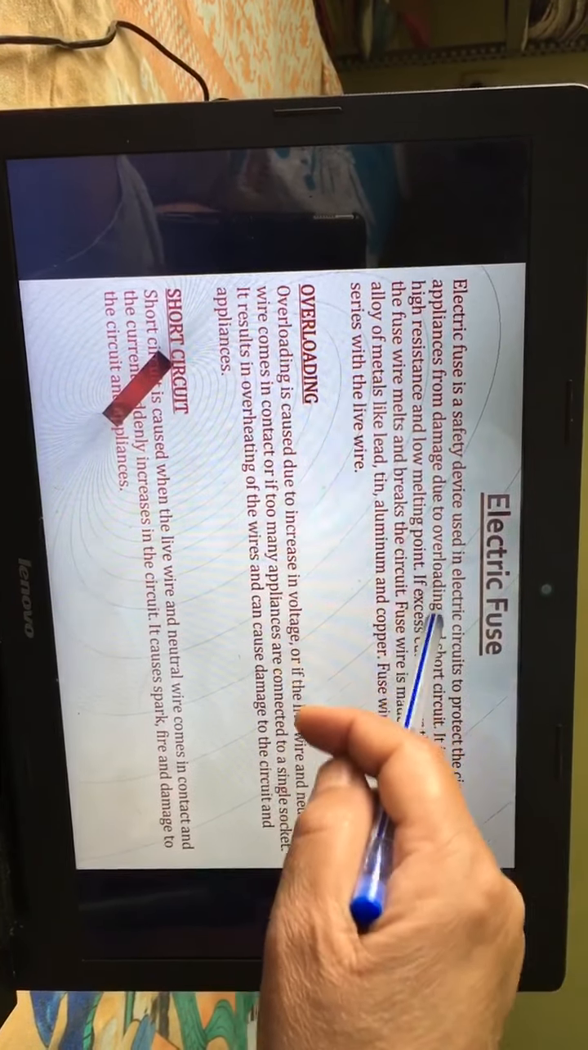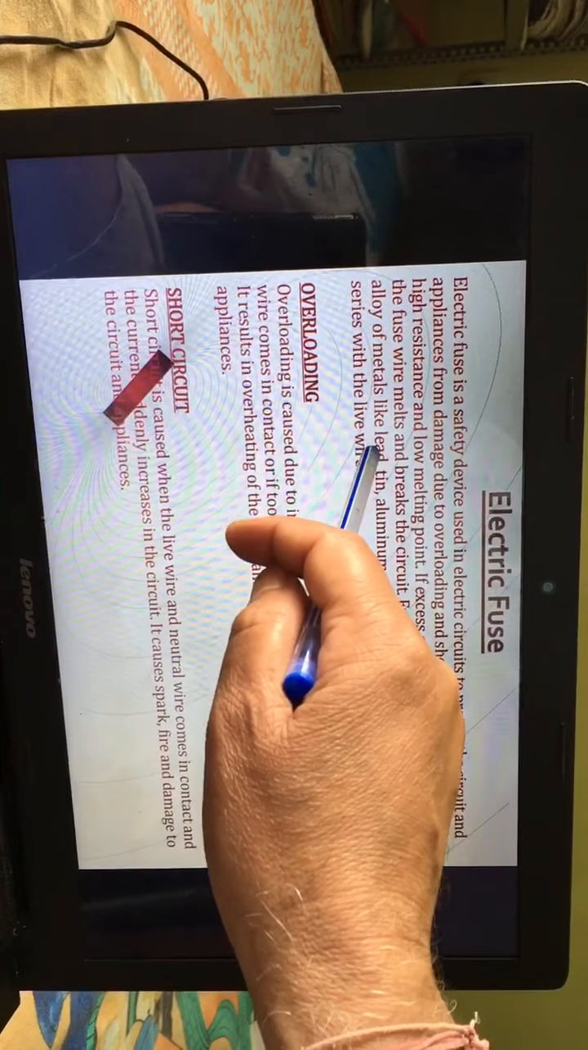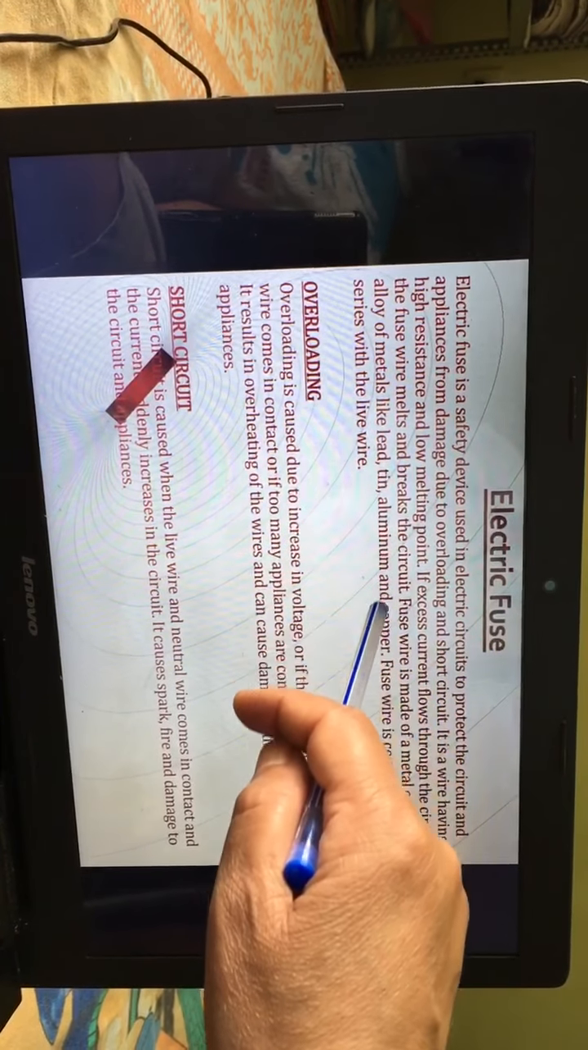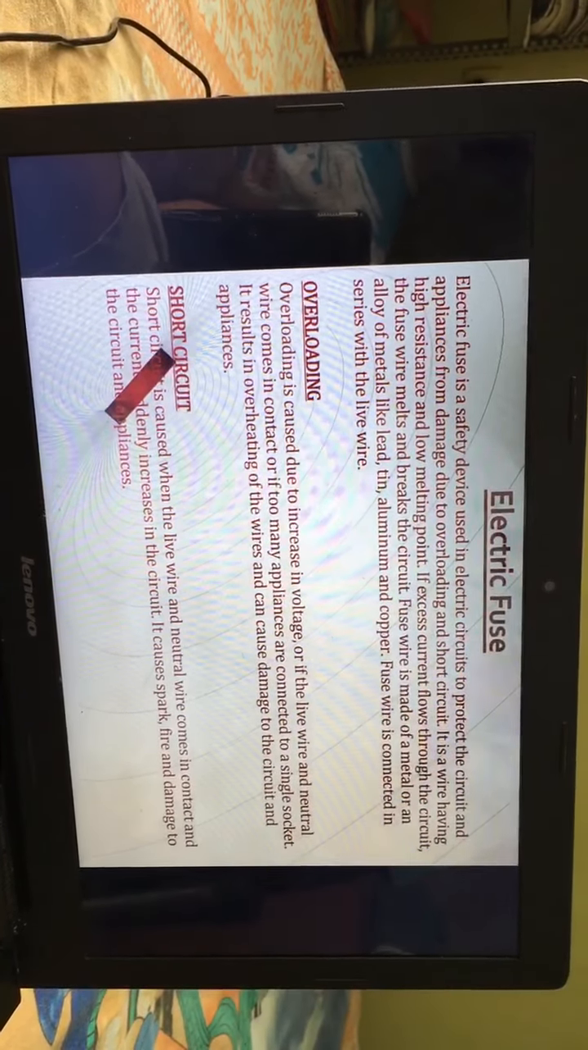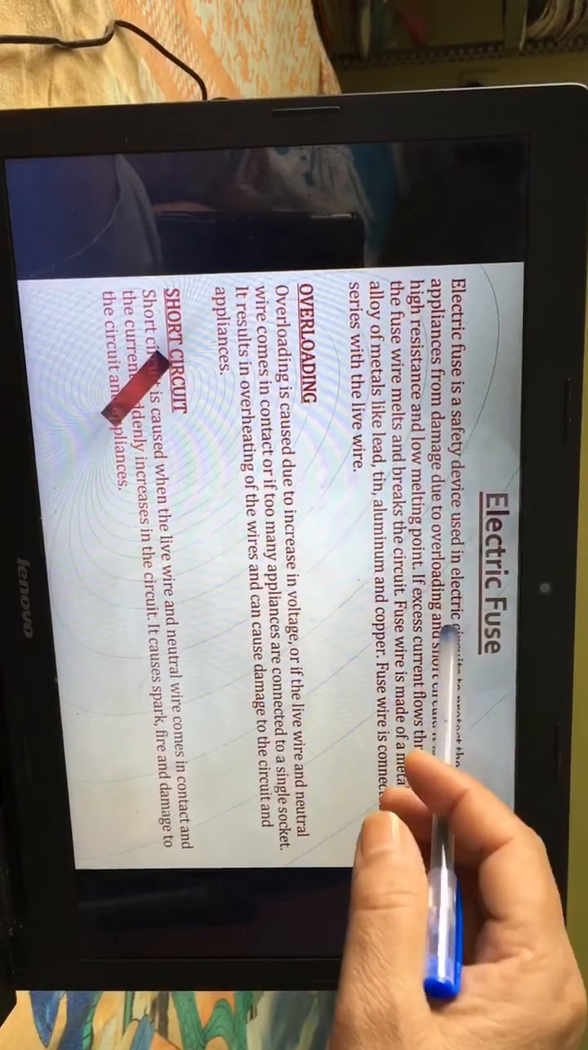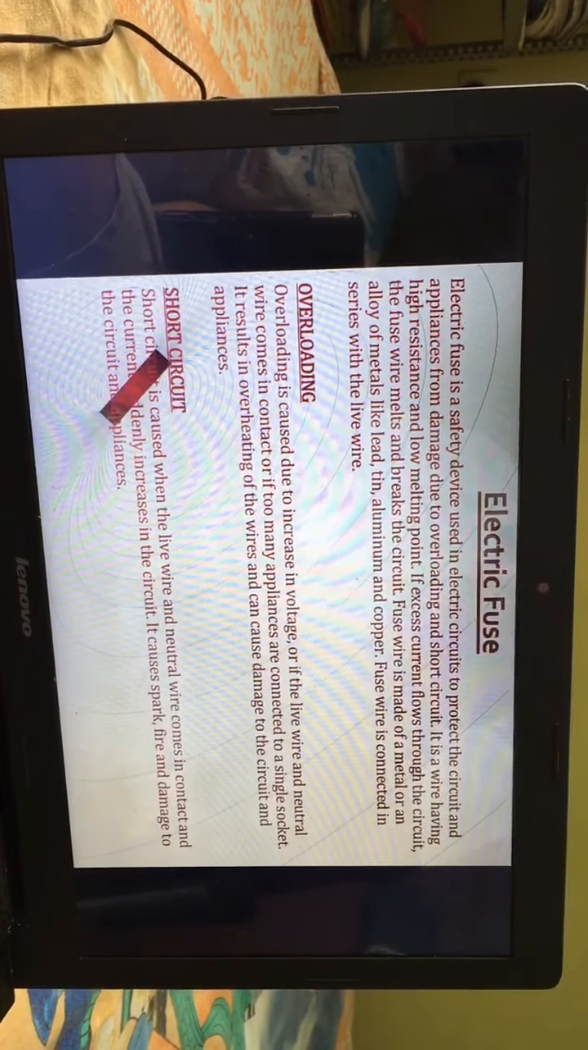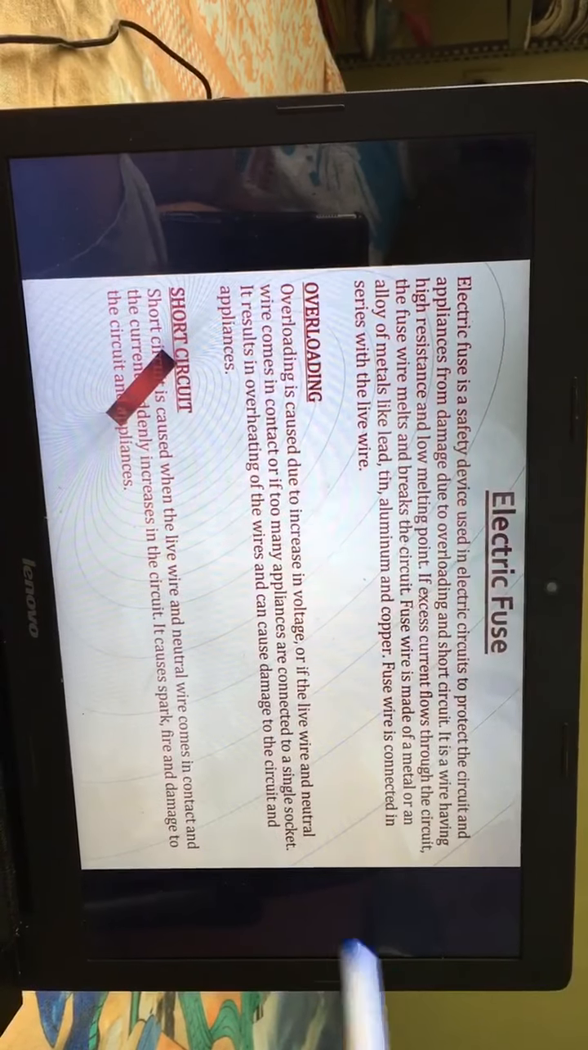It is made up of materials like alloys of lead, tin, aluminium, copper. They can be used for that. Today, instead of the fuse or safety fuse, an MCB, miniature circuit breaker, is also used for that purpose.